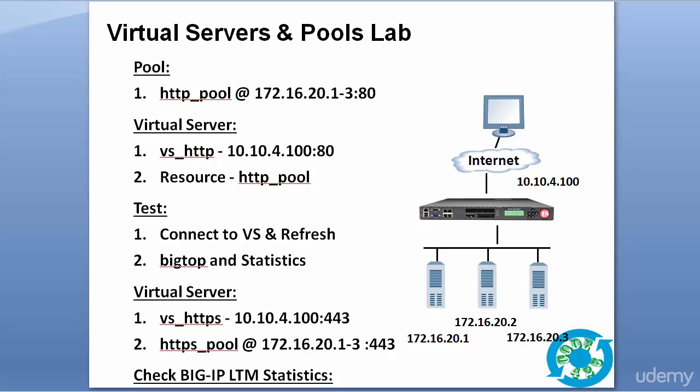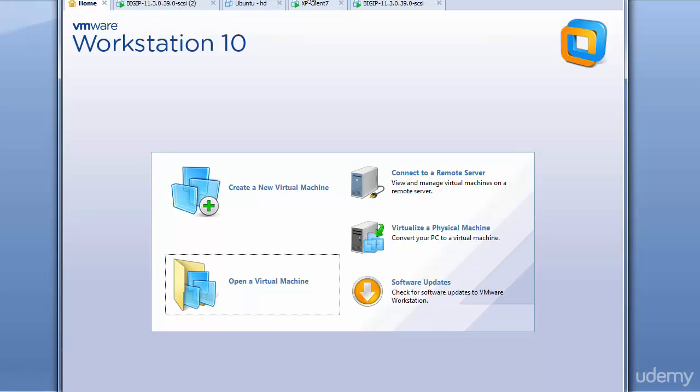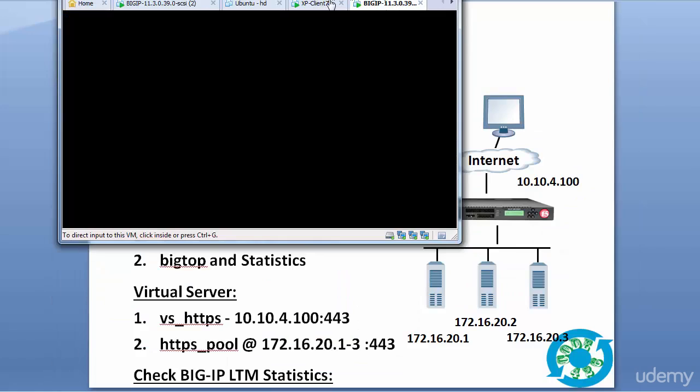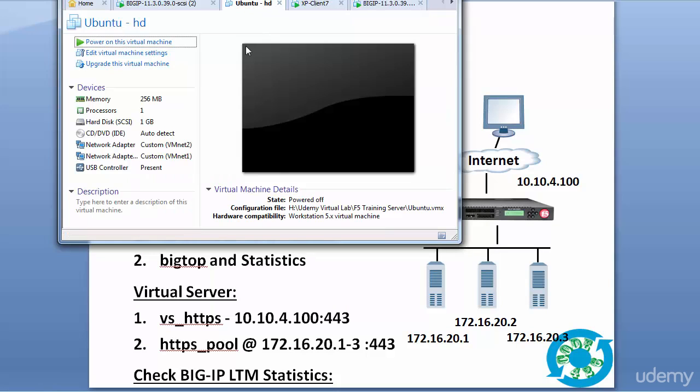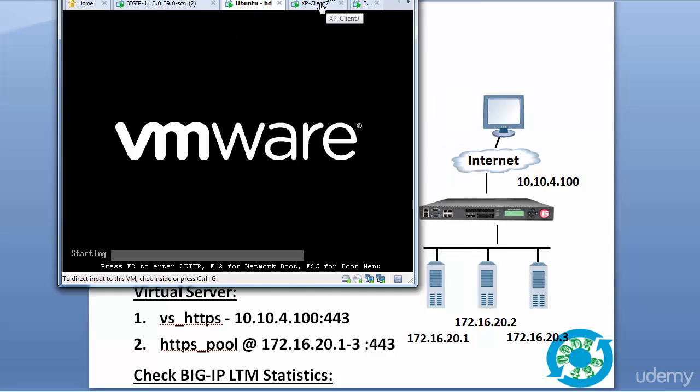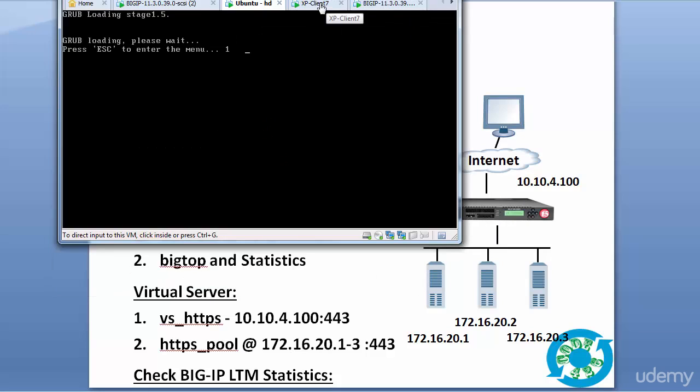Okay, it's time to create some virtual servers and pools in our labs. So let's open up our VMware, and hopefully you still have your BigIP running. If not, go ahead and start that up, and also start up the Ubuntu server. We'll actually start using this. And let's go to our XP client.